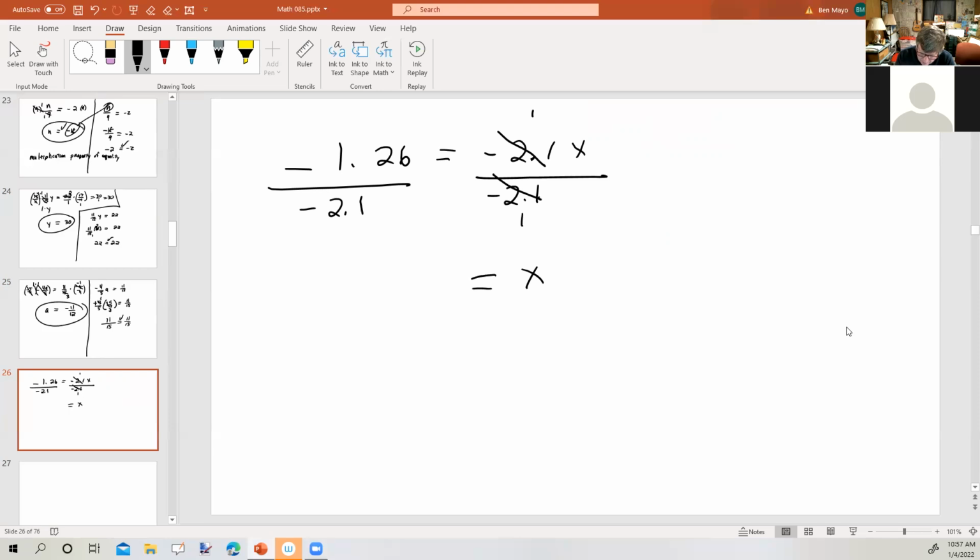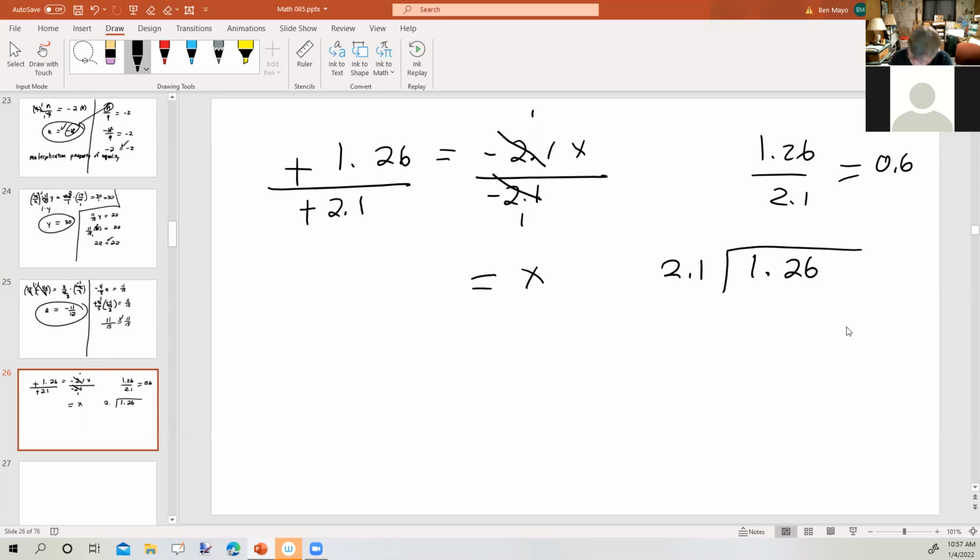On the left side of the equation, negative divided by negative is going to be what? Positive, right? So I've got 1.26 divided by 2.1. Well, let's see. I could go to the calculator. 1.26 divided by 2.1, and I come up with 0.6. Or I could use long division.